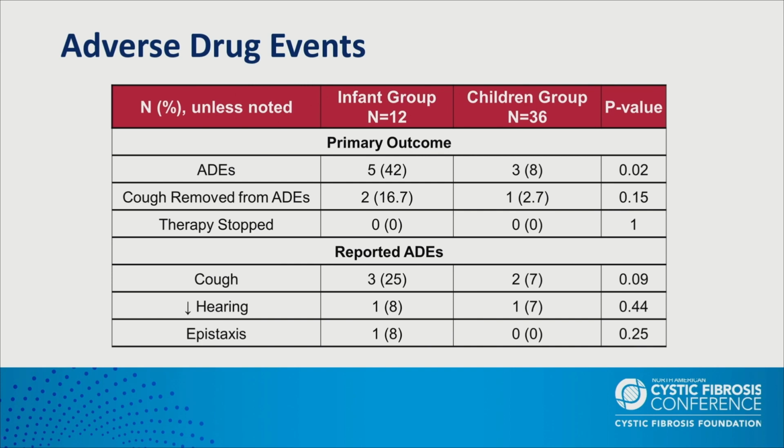As far as adverse drug events, we did find that more patients in the infant group did have an adverse drug event. However, when we looked at what was really driving this increase, it was cough, which is something we kind of expect for patients on inhaled tobramycin, and also what we kind of expect for patients that have a Pseudomonas infection. So when we removed cough, we found that there was no difference between the 2 groups. None of the patients actually had to stop inhaled tobramycin therapy due to the adverse drug events.